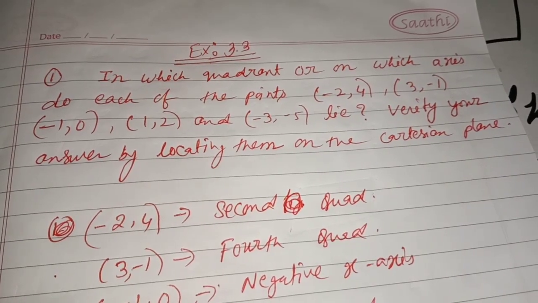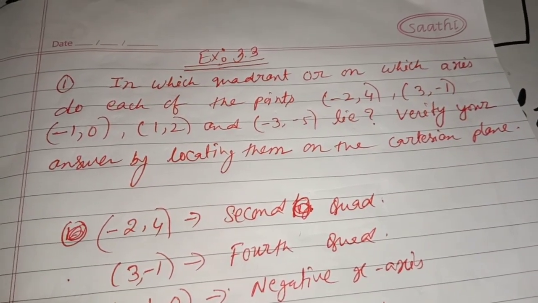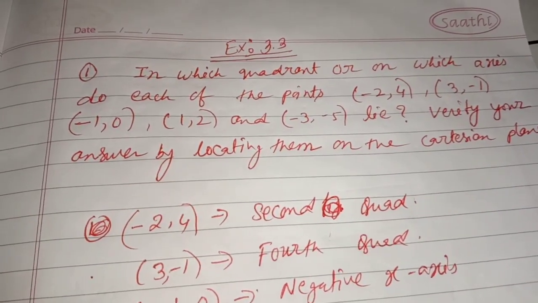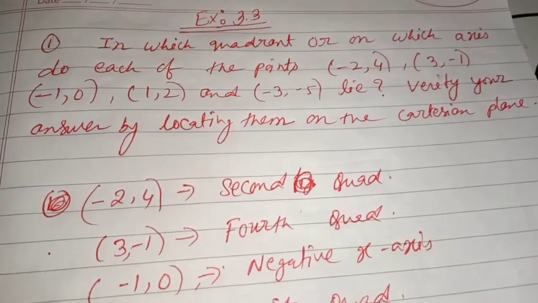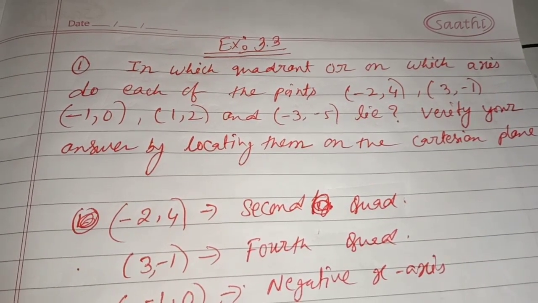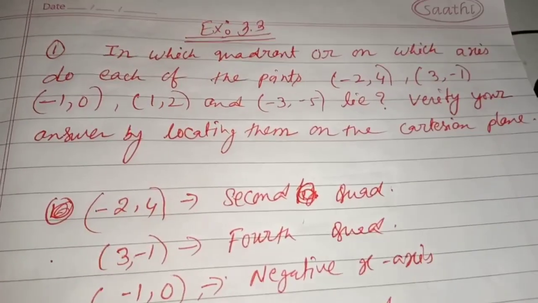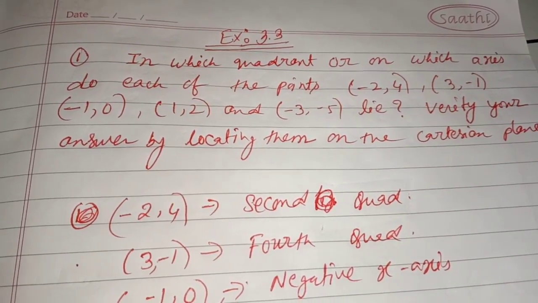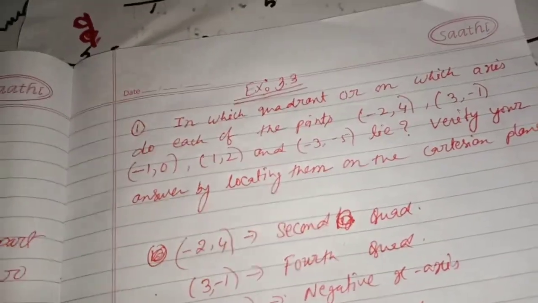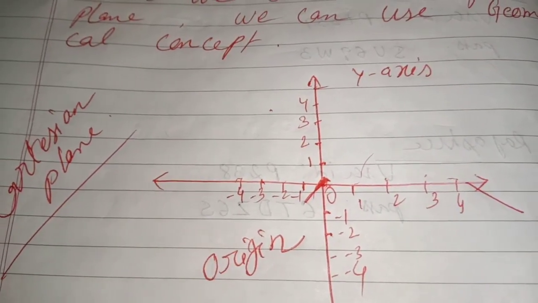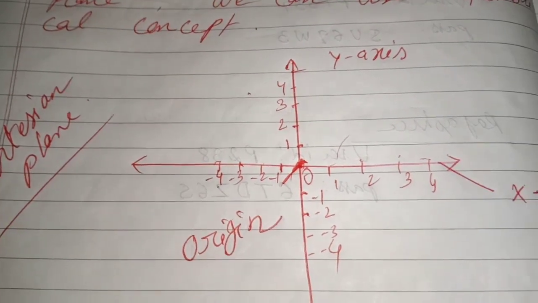3.3. In which quadrant or on which axis does each of the following points (-2, 4), (3, -1), (-1, 0), (1, 2) and (-3, -5) lie? Verify your answer by locating them on the Cartesian plane. So first of all you have to find where this point lies. After that you have to plot this point on the Cartesian plane. You can make a Cartesian plane. Already I told you x-axis and y-axis. How to make, you know, like that. Or this distance means 1, 2, distance between them you can take 1 centimeter. Understood? -1, -2, you can take 1 centimeter by using the scale.